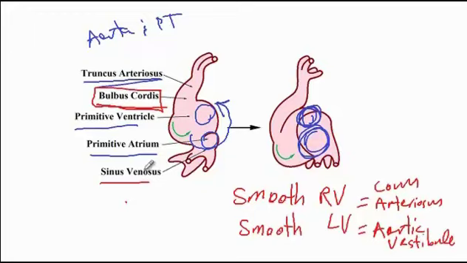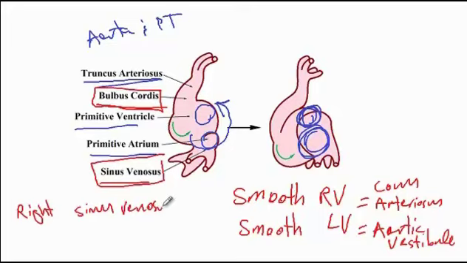And then you will have to know what structures arise from the right and left horn of the sinus venosus. So right horn of sinus venosus gives rise to the smooth portion of the right atrium, where great vessels like inferior vena cava empty the oxygenated blood. And the scientific name for this structure is called sinus venarum. So the smooth part of the right atrium that arises from the right sinus venosus is called sinus venarum.